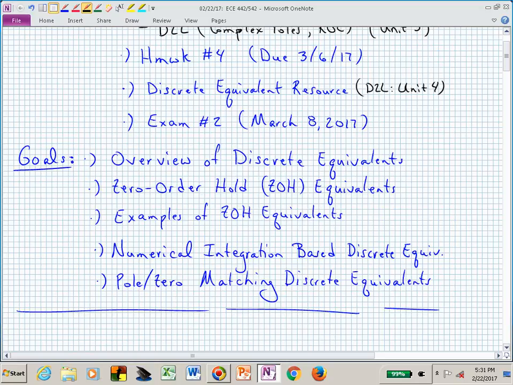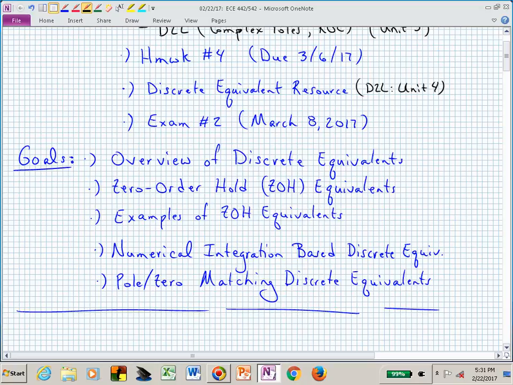First, I will scroll through so you can sit back and try to take in the concept of what we mean by discrete equivalent. And it doesn't mean one thing. It can mean many different things, and you have to be tuned in to what it is that you're trying to accomplish in order to perform a discrete equivalent.